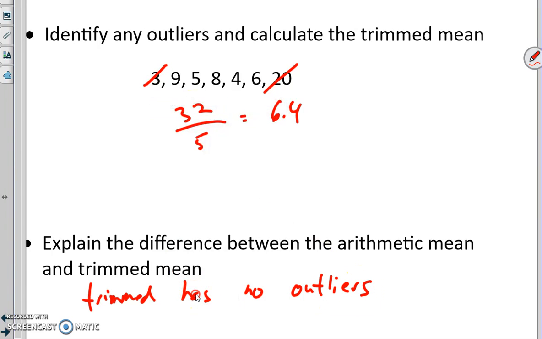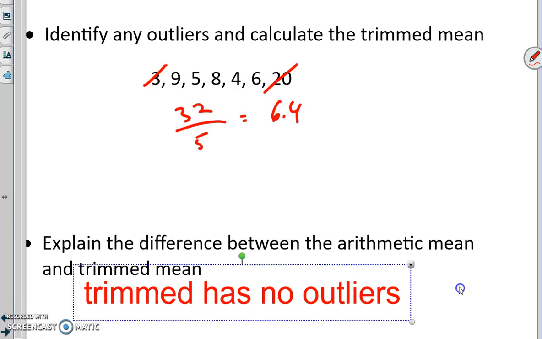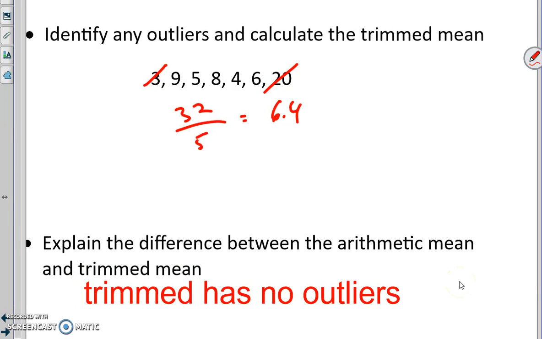No outliers. An outlier is like an oddball, exactly. Like if we were to measure average hair length in here, there would be an oddball.